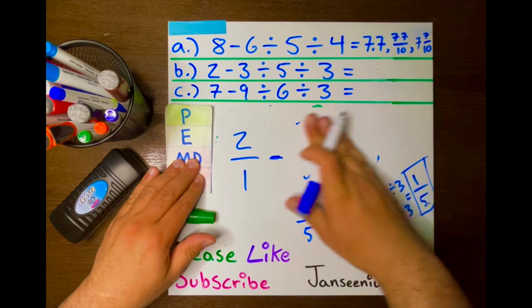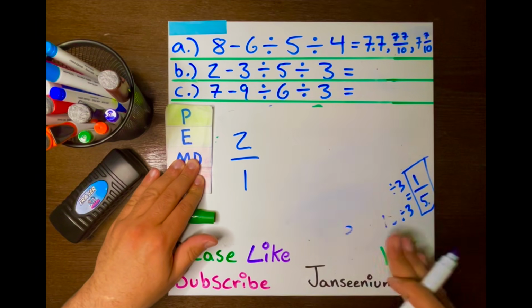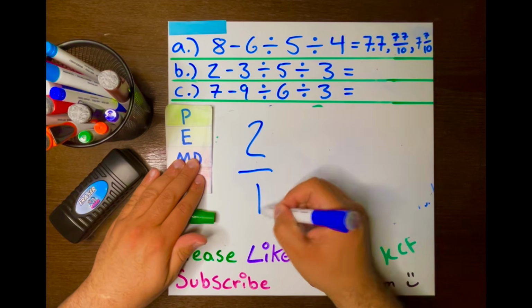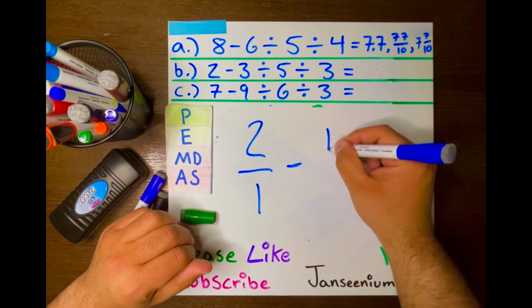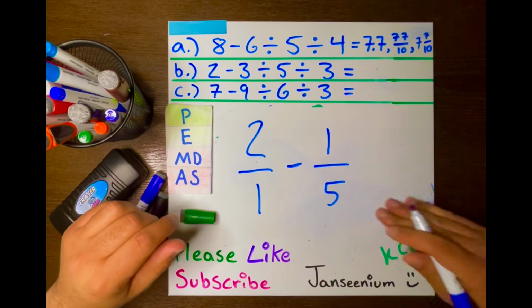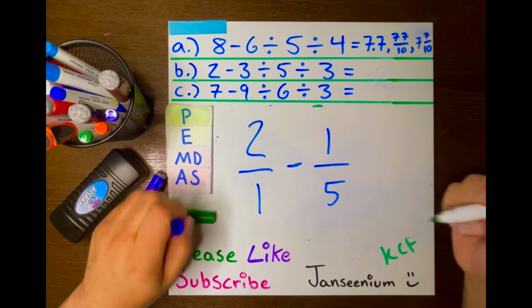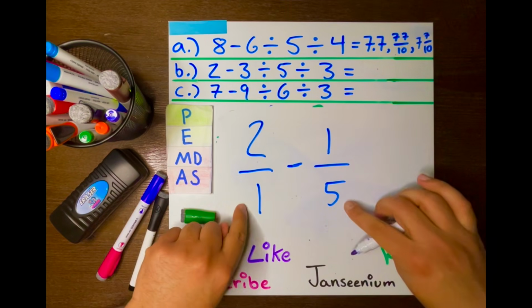Next, I'll erase all this for space. I know it's 1 over 5. And write this 2 over 1 minus 1 over 5. Numbers are smaller. Yay. Okay, we're going to use the butterfly method again because the denominators are different.